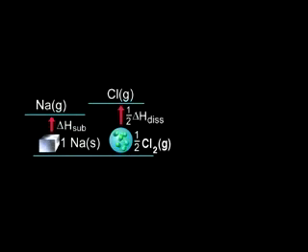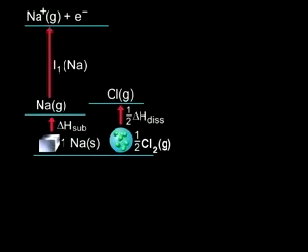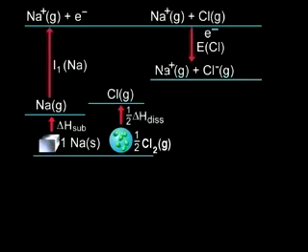The first process corresponds to the heat of sublimation of sodium, the second to the dissociation energy of molecular chlorine. Next, let us ionize the sodium atoms to form separated sodium ions and electrons. The energy of this process corresponds to the ionization energy of sodium. Addition of an electron to the chlorine atom corresponds to the electron affinity of chlorine.